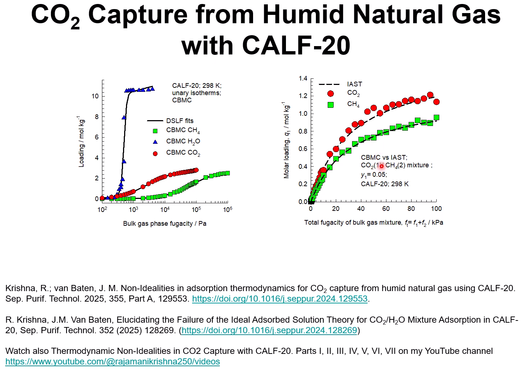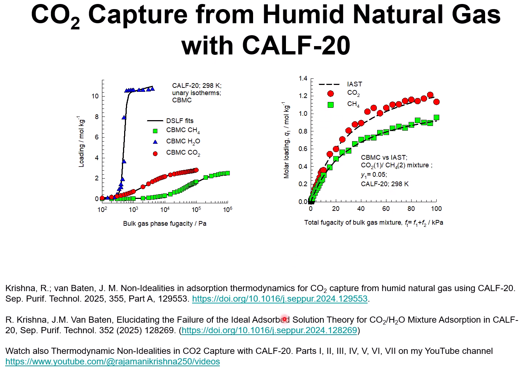follows the predictions of the ideal adsorbed solution theory as demonstrated in the CBMC simulations for mixture adsorption of mixtures of 5% CO2 and 95% methane. The CBMC data are shown by the red circles for CO2 and green squares for methane. The dashed lines are the IAST predictions using the dual site Langmuir-Freundlich fits of the unitary isotherm data for CO2 and methane. We see that the predictions of the IAST are excellent, and CO2 methane mixtures behave ideally within CAF 20.